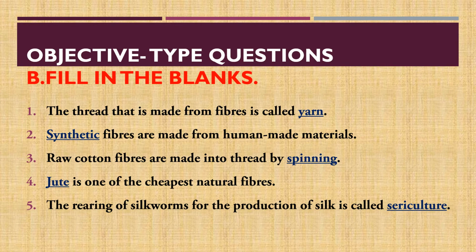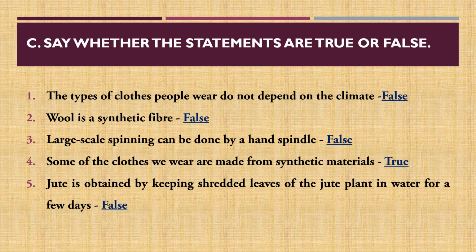Question 4. Dash is one of the cheapest natural fibers. Answer: jute. Question 5. The rearing of silkworms for the production of silk is called dash. Answer: sericulture.